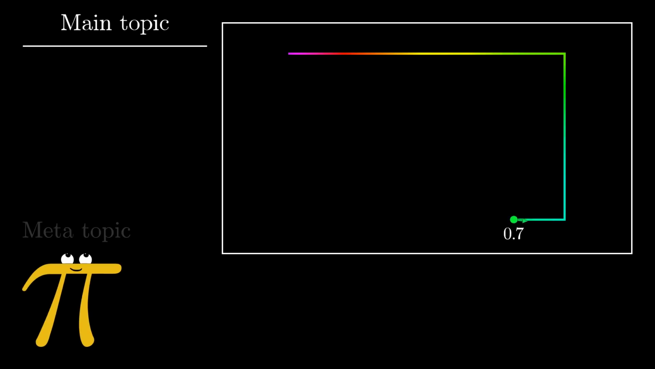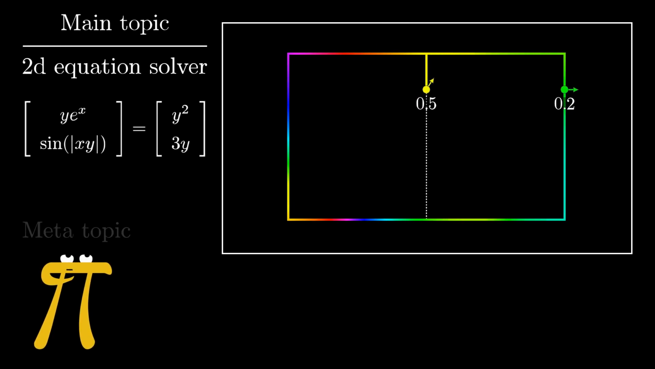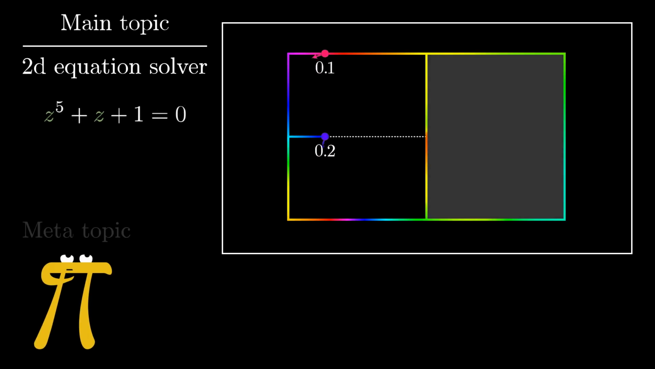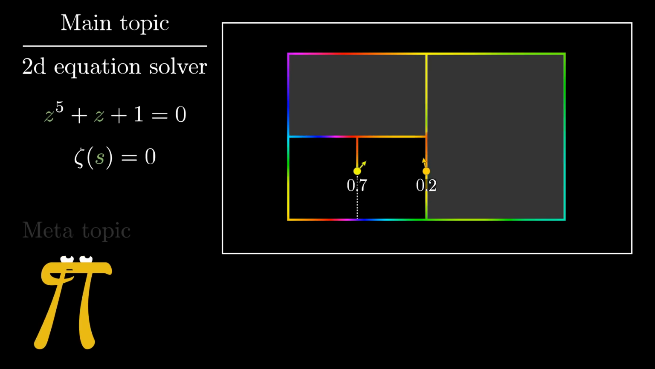There's two things here, the main topic and the meta topic. The main topic is a neat algorithm for solving many different two-dimensional equations. That is, things that have two unknown real numbers, or perhaps those involving a single unknown, which is a complex number. So for example, if you want to find the complex roots of a polynomial, or some of those million-dollar zeros of the Riemann zeta function, this algorithm would do it for you.